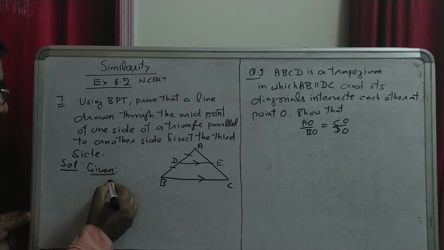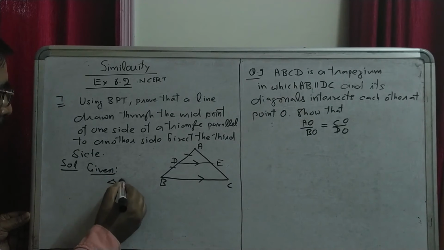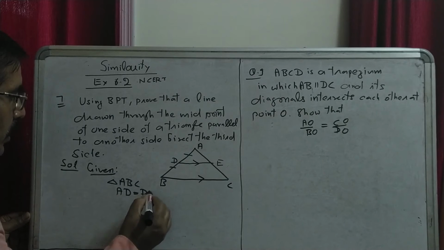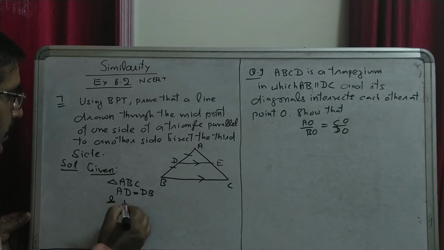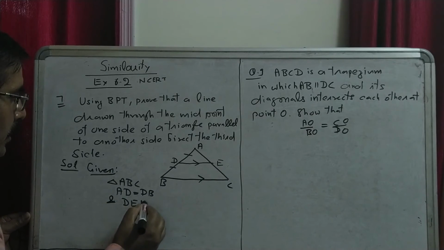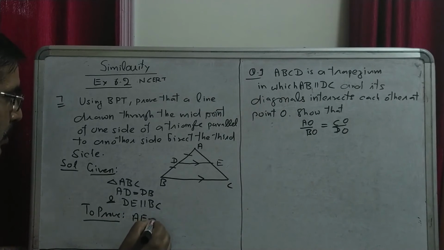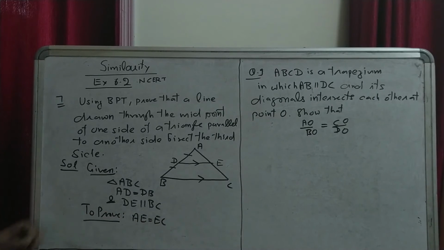You are given in triangle ABC, AD is equal to DB and DE is parallel to BC. Okay, children, so what do we have to prove? We have to prove that AE is equal to EC. Okay children, understand it.